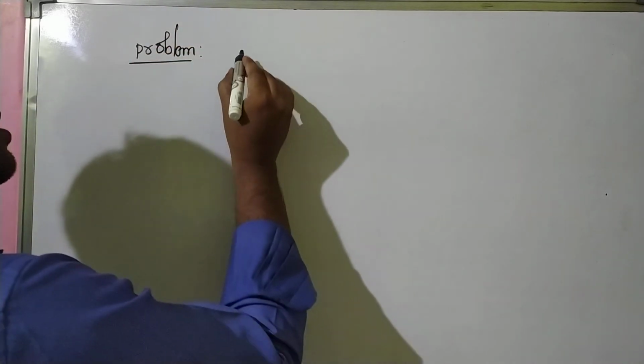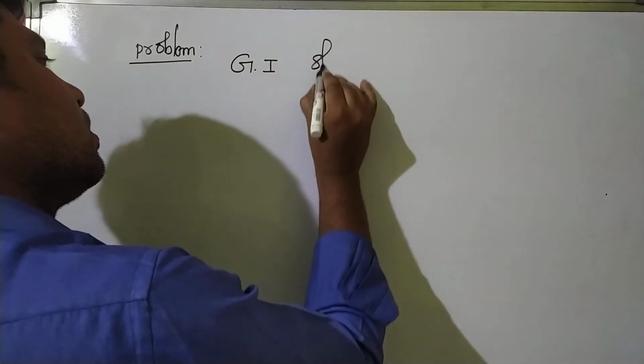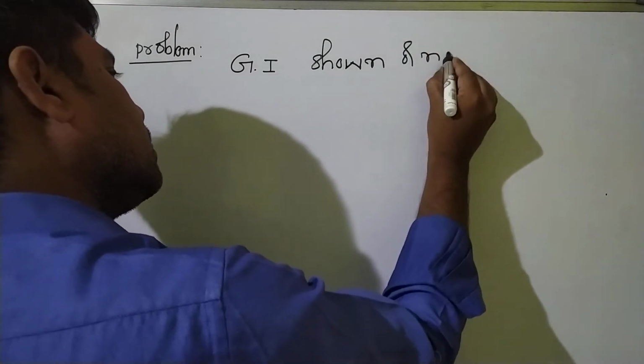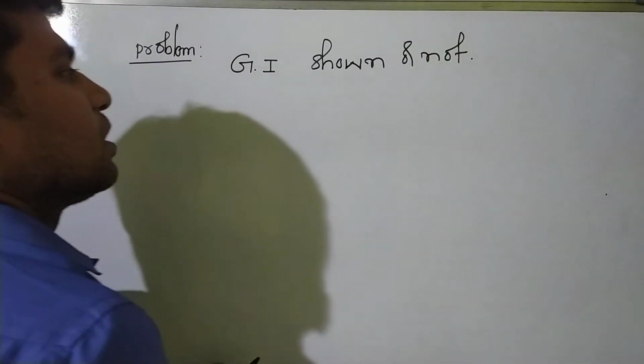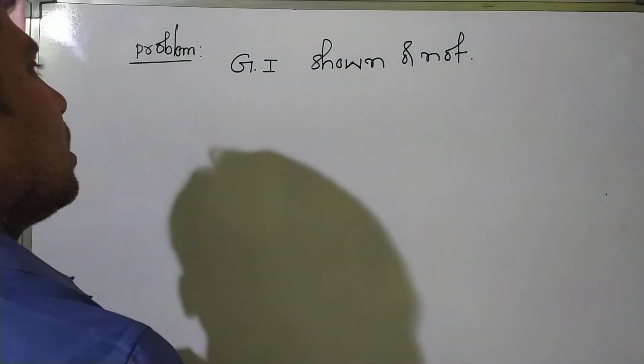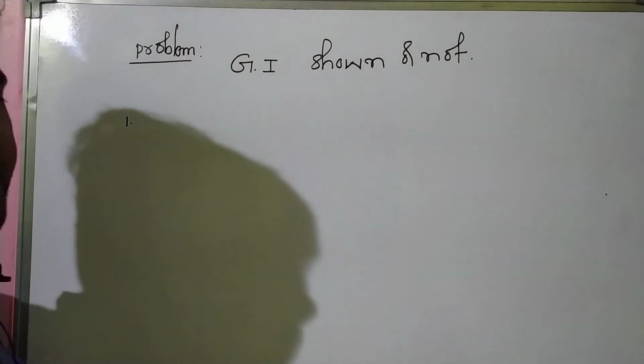Okay. Geometrical isomerism, shown or not. The following compounds will show geometrical isomerism or not. This is our problem. Now I will give different examples. You will give the answer. Okay.